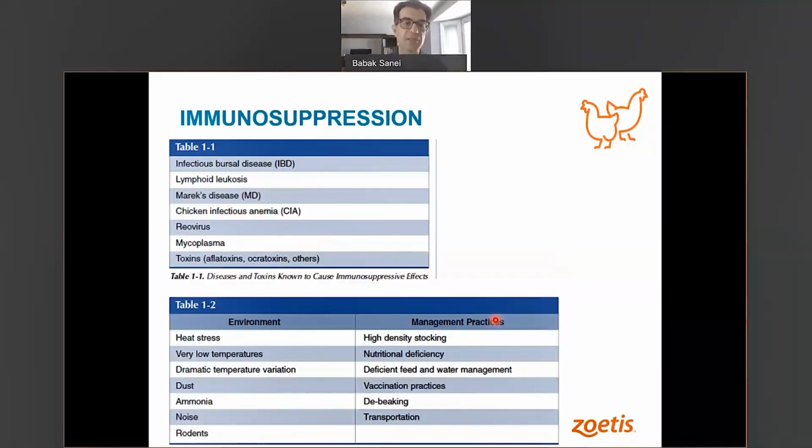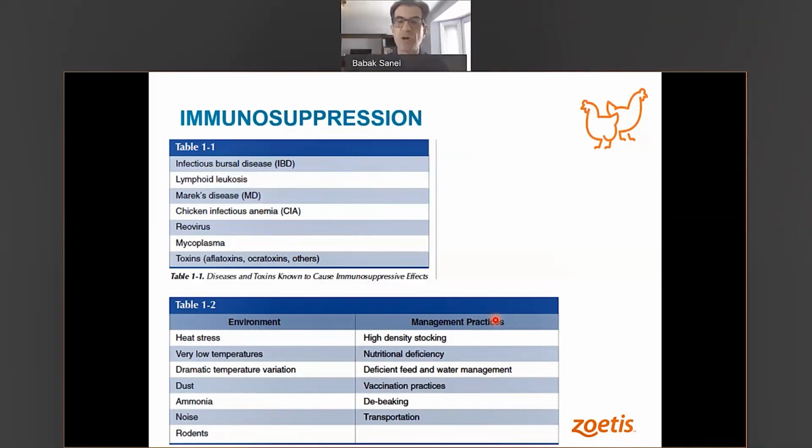Reovirus is another example that can cause immunosuppression. So it's not only IBD, although it is probably number one on that list. And then at the bottom, I'm talking about environmental factors and management practices. All of those can cause immunosuppression, because they are all stressors on the bird, and the stressors, if they are high enough, can actually lead to immunosuppression.